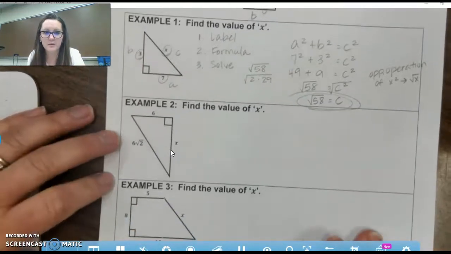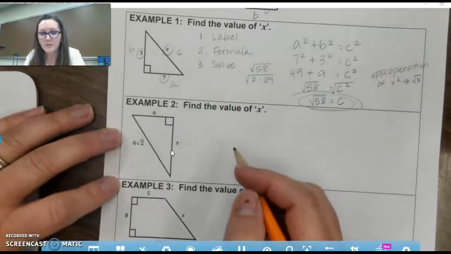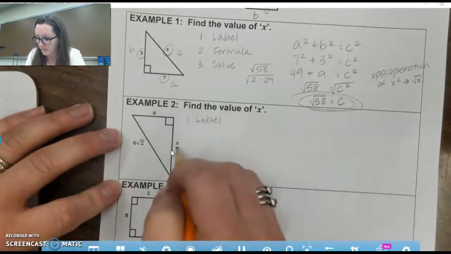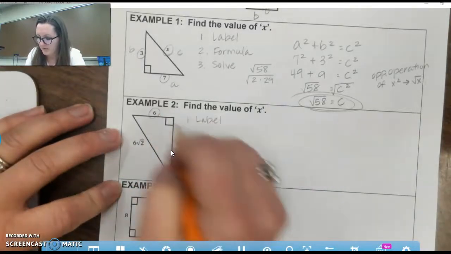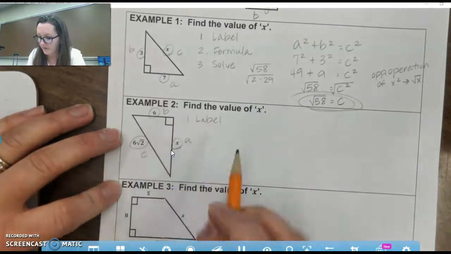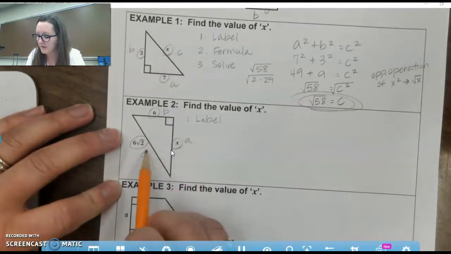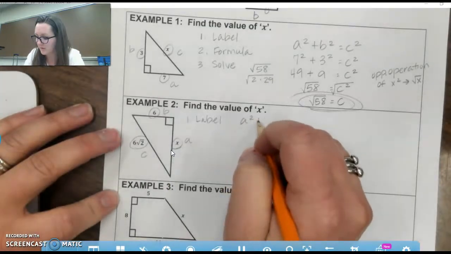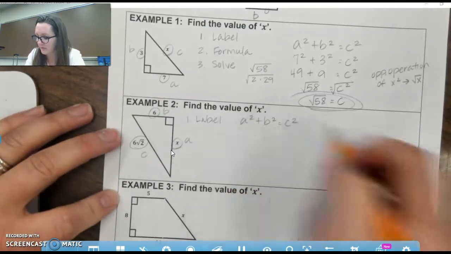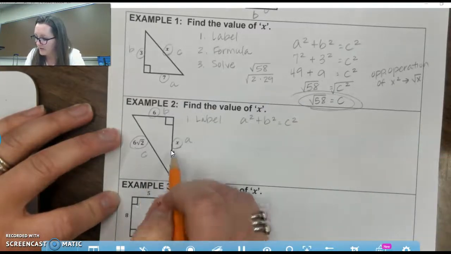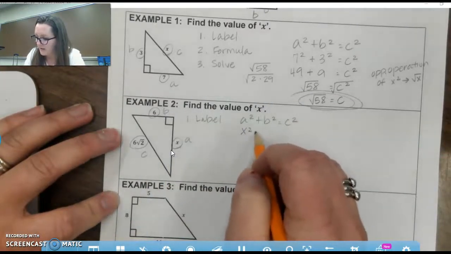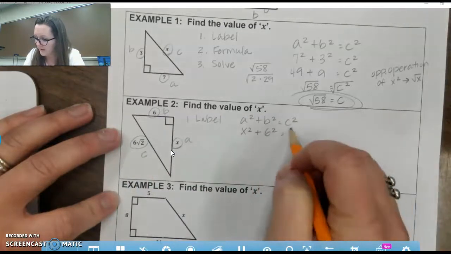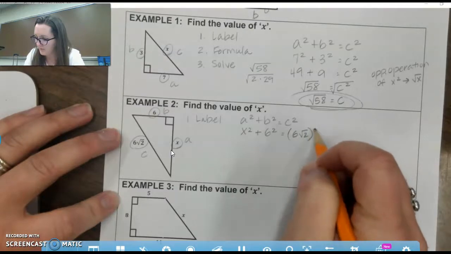The second one is a little bit trickier because it has a radical in it. So what are we going to do first? We're going to label, right? So let's label our triangle A, B, and C. This could also be A and B. This is always going to be C here because it's our hypotenuse. Write down our formula, A squared plus B squared equals C squared, and plug in. So x is your A squared, 6 is your B squared, and 6 square root 2 is C.